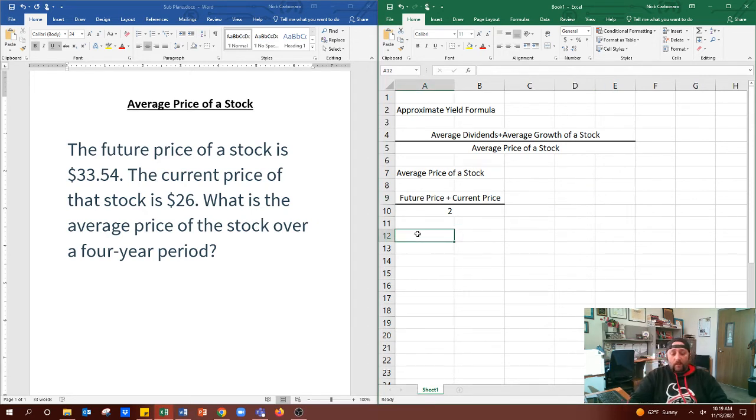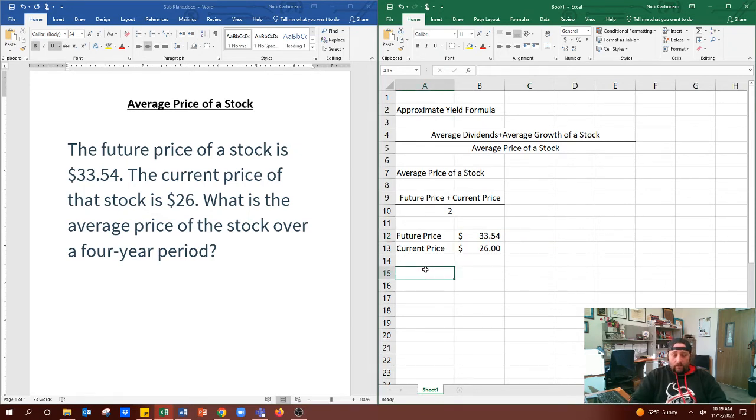I'm going to write down the variables that we have. So your future price is $33.54. Your current price is $26. And all you do is divide by 2 because it's an average. So those are the only 2 variables that you have to plug in. Let me put a $ sign on here to make it look good for us. And let's just calculate that.